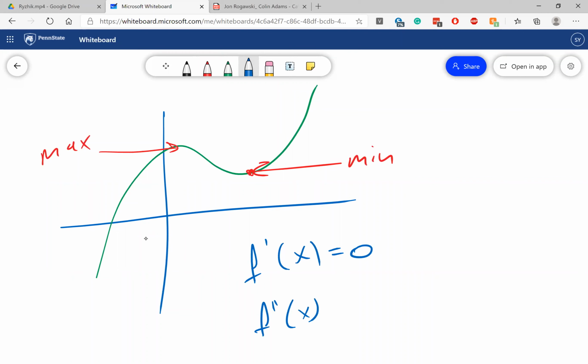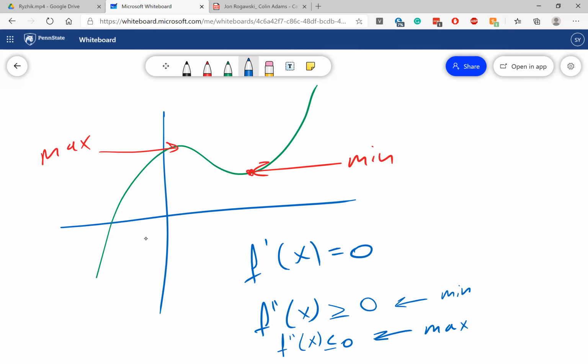Now, does anyone remember, if the second derivative is bigger than 0, is this a minimum or a maximum? A minimum if it's greater than 0. Yes, so this would be a minimum, and if the second derivative is less than 0, this would be a maximum.